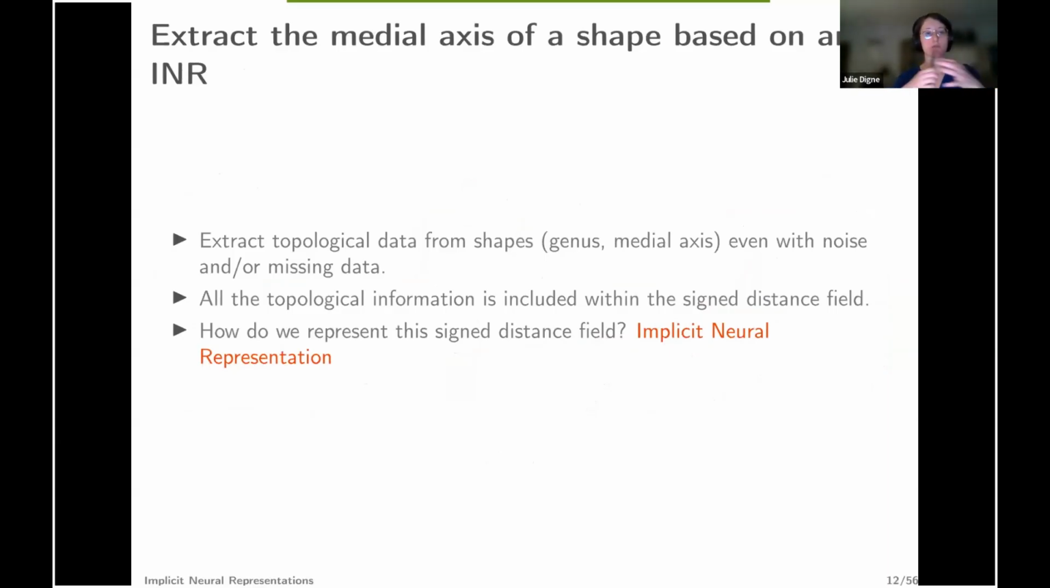So the idea is to extract topological data from shapes, such as the medial axis, even when there is noise or missing data. That's something for which handcrafted methods don't work so well, so that's where we hope that with a neural representation we can do something better. The key idea is that all the topological information about the shape is actually included within the signed distance field. So we are going to focus on implicit representations where the function is the signed distance field. You do not need it to be the signed distance field for other applications, but here that's what we decided. And how do we represent this signed distance field? Let's see what we can do with implicit neural representations.